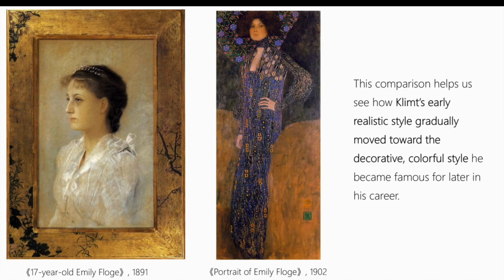This other painting is called 17-year-old Emily Flöge from 1897. It shows Emily, a young girl, sitting calmly and looking thoughtful. Klimt painted her face, hair, and clothing with lots of care, making her look very lifelike.